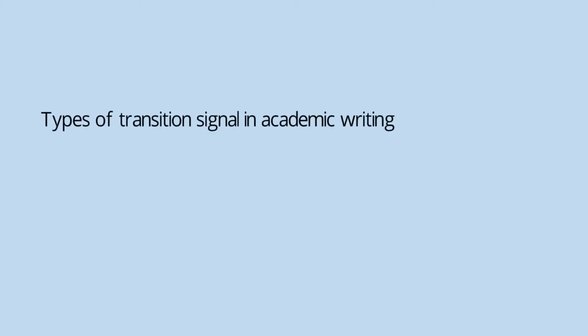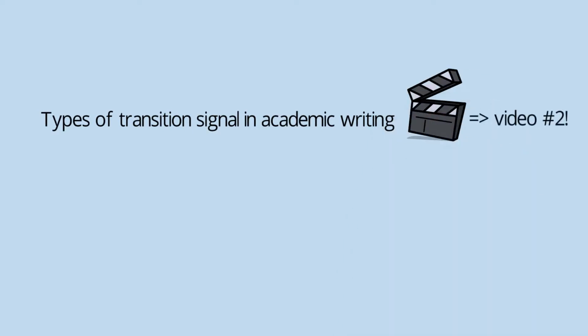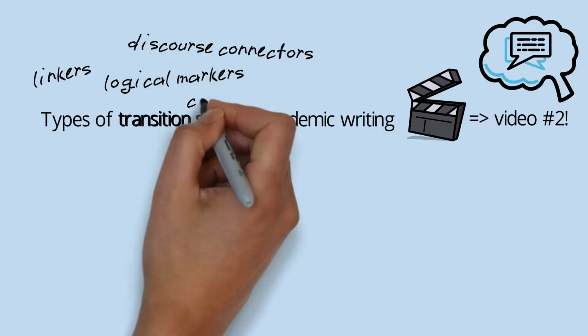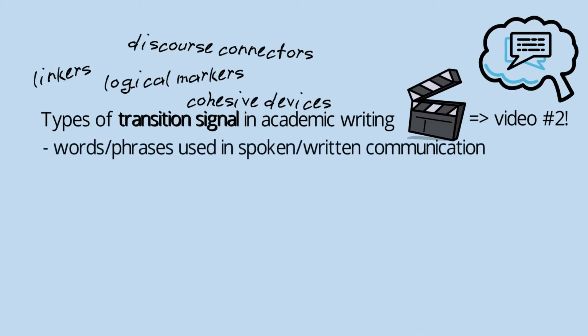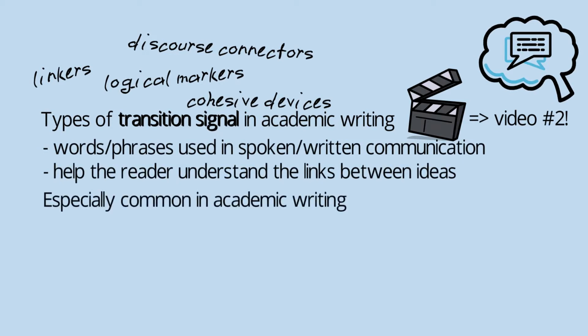So this video is about types of transition signal used in academic writing. This is the second video, and in case you haven't seen the first one, let me recap some of the main ideas there which you'll need to understand for this video. Transition signals, which are also called linkers or logical markers or discourse connectors or cohesive devices, are words or phrases used in spoken or written communication to help the reader understand the links between ideas. And they are especially common in academic writing.